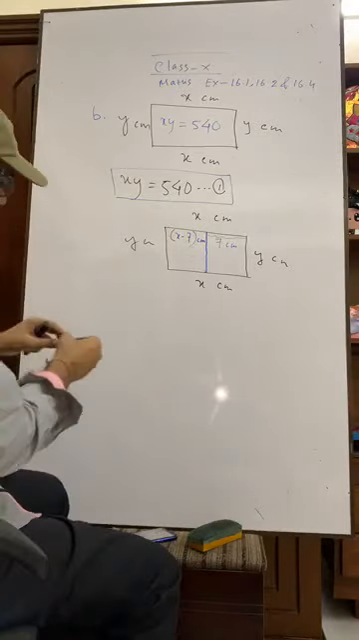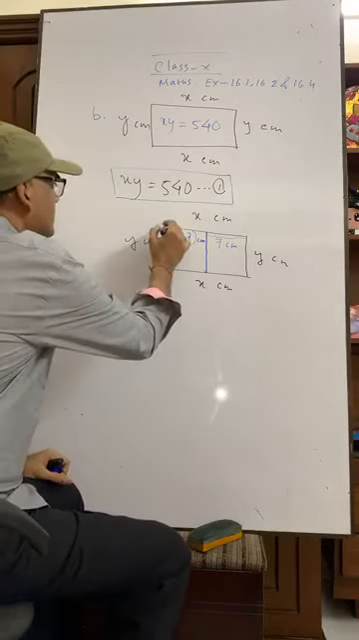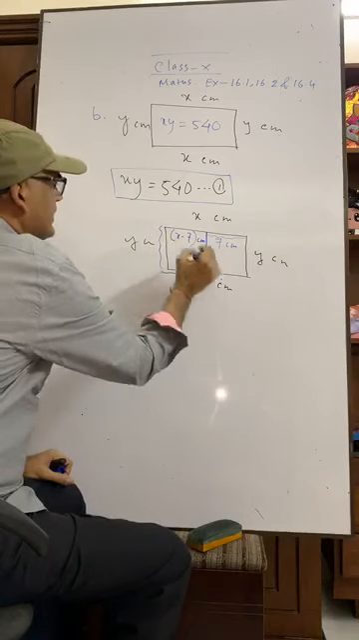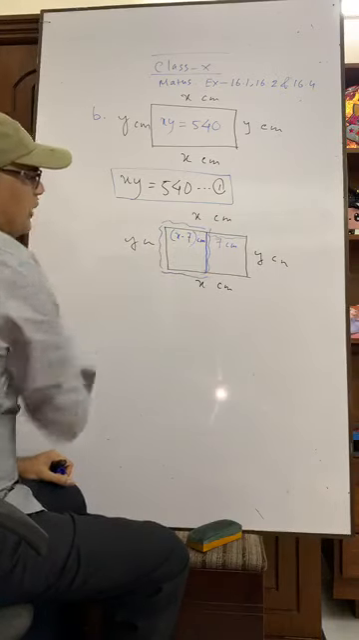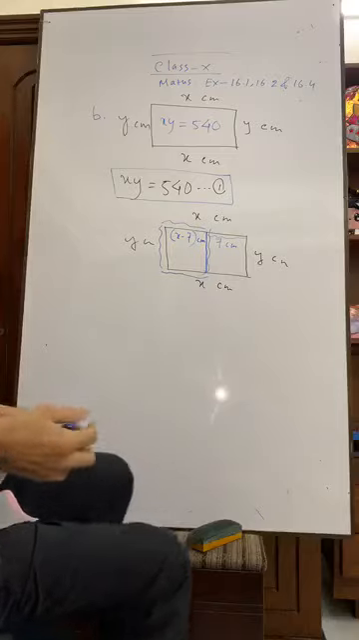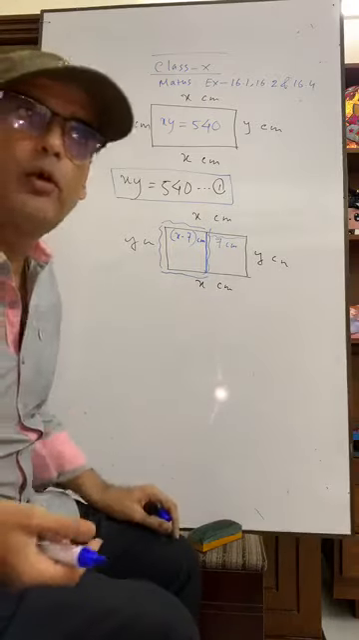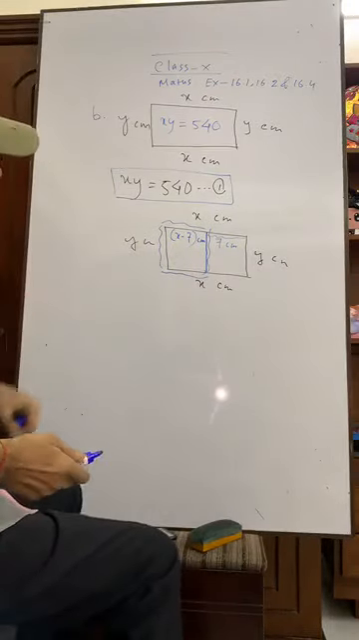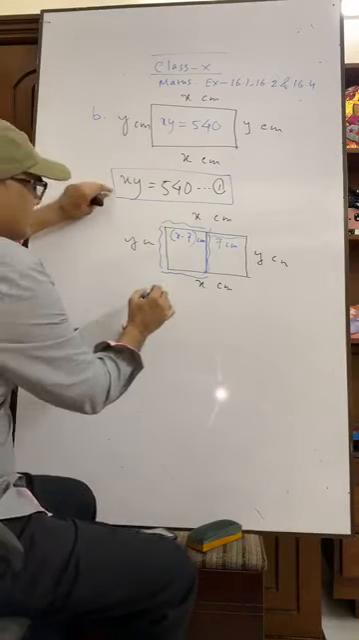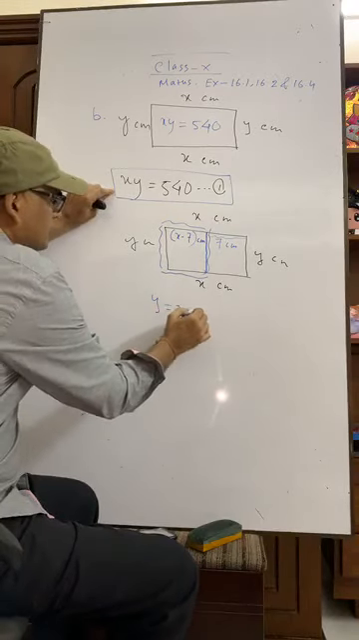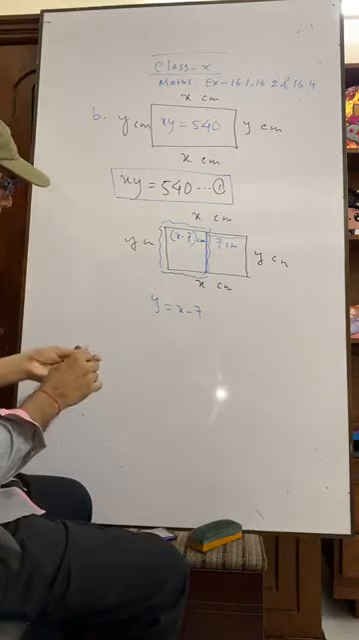Now it becomes a square. What is meant by this? You see, this is a square. And what do we know? For a square, length and breadth are equal. That means from this figure, we can write that y equals x minus 7. Can you write or not?